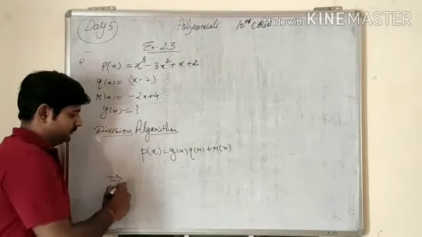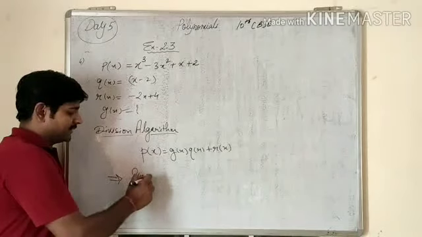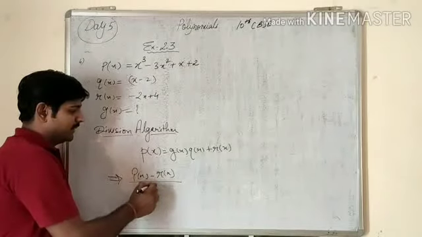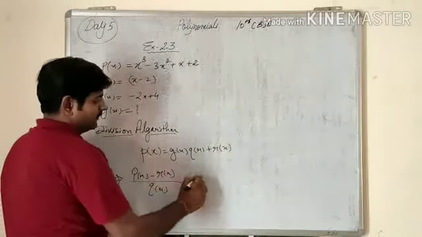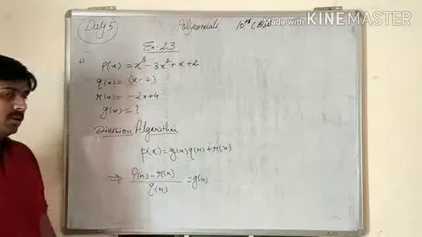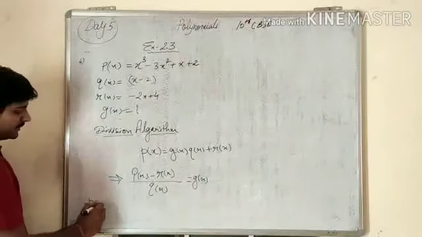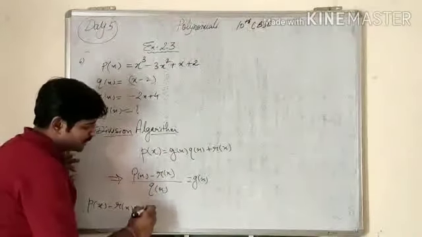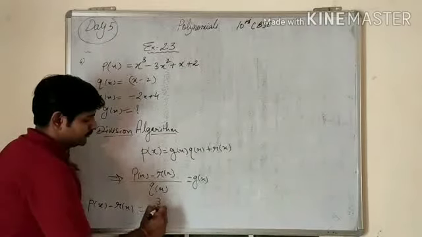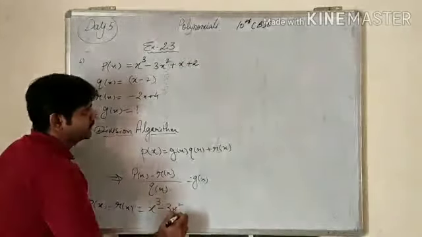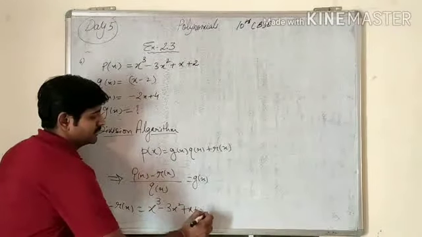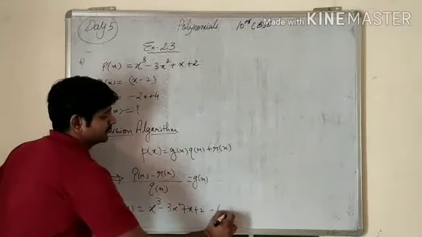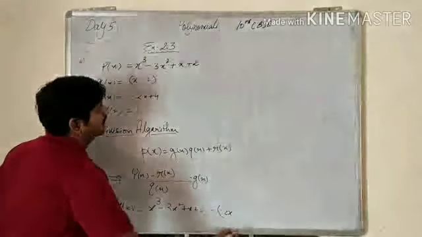So this p(x) minus r(x), which is divided by q(x), we will get g(x). To find out p(x) minus r(x), we will apply both the values, that is x cube minus 3x square plus x plus 2 minus r(x), and r(x) is minus 2x plus 4.